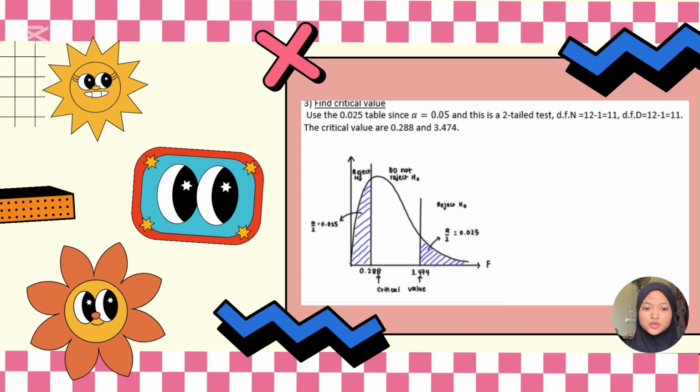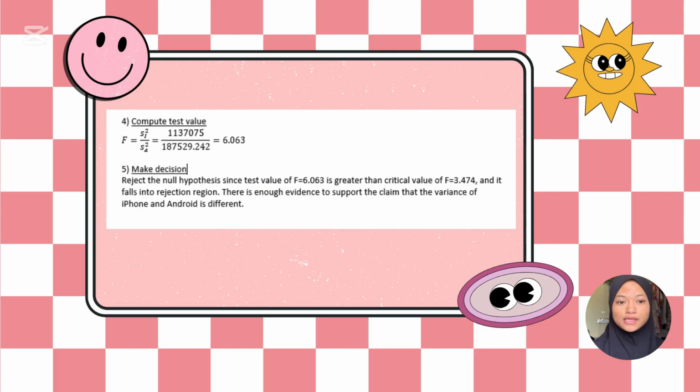As it is a two-tailed test, it has two critical values, which are 0.288 from 1 minus alpha over 2 in the table, and 3.474 from alpha over 2 in the table. And we have to sketch the F distribution graph, and we can see that the white region is do not reject H null, while the others is reject H null. The fourth step is compute the test value. We can use the F formula, which is variance of iPhone over variance of Android. We can get 6.063. And the last step is make a decision.